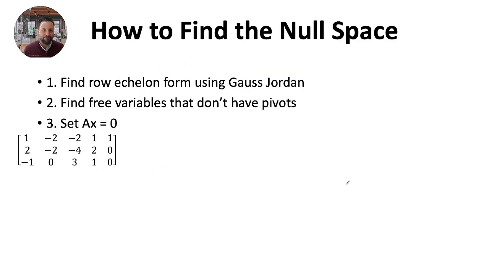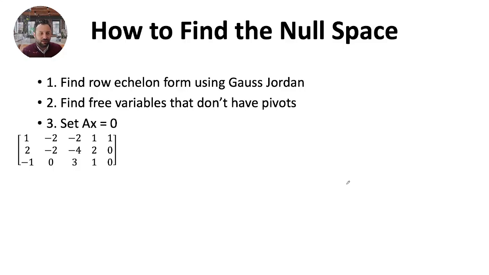Let's go and understand how to find the null space. The 3 steps involved in finding the null space are, first, just like the column space, we find the row echelon form using Gauss-Jordan of a matrix and find the free variables that don't have pivots, and we set Ax equals 0. Let's look at our matrix here.